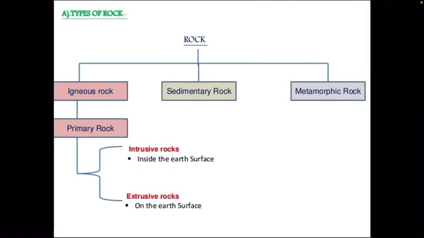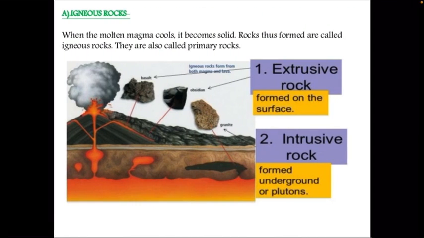Now, as we know, there are different types of rock. The first one is the igneous, then sedimentary, and the metamorphic. Igneous are the primary rock and are further divided into two types, intrusive rocks and extrusive rocks. These intrusive rocks are formed inside the Earth's surface. When the lava cools down inside the Earth only, it forms the intrusive rock. And when the lava comes out and solidifies, it is called an extrusive rock.